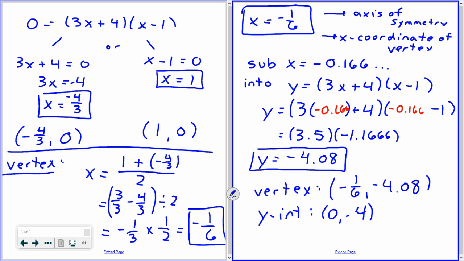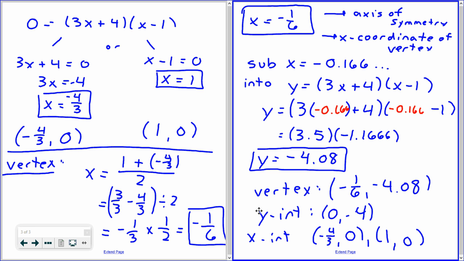Okay, and my x-ints, I think, were negative 4 thirds. Okay, now here's the thing to watch for when you're doing these questions. What's negative 0.1666 very, very close to? When you graph that, what's it very, very close to?